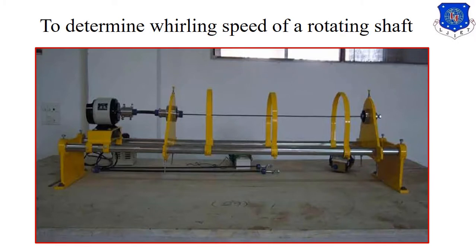Now, what is the aim of this practical? The aim of this practical is to determine the whirling speed of a rotating shaft. Now, if you see the diagram, there is the image of the whirling speed of shaft apparatus. This is known as the whirling speed of shaft apparatus. I will explain this apparatus in our next slides.